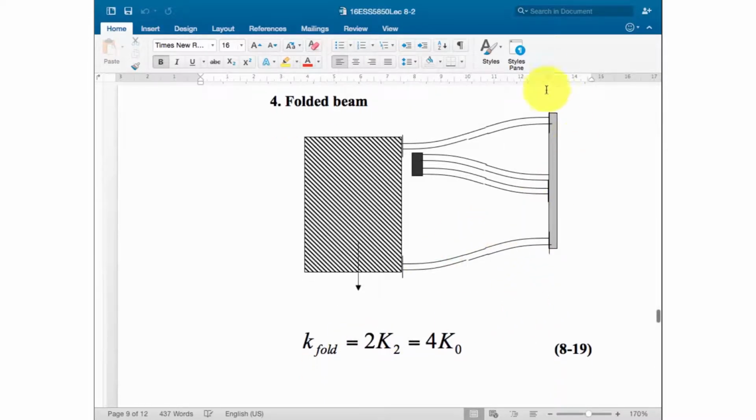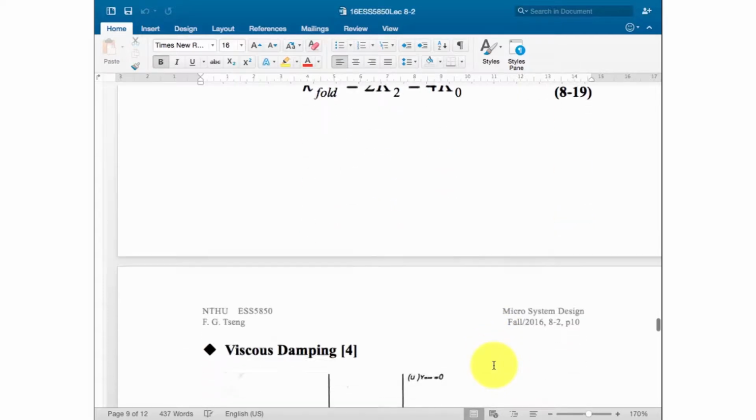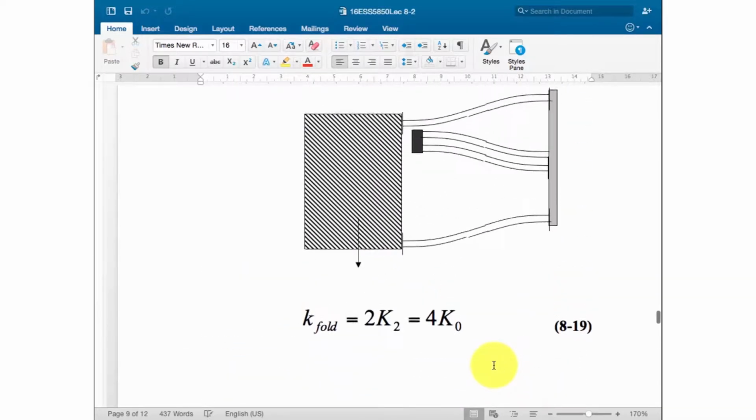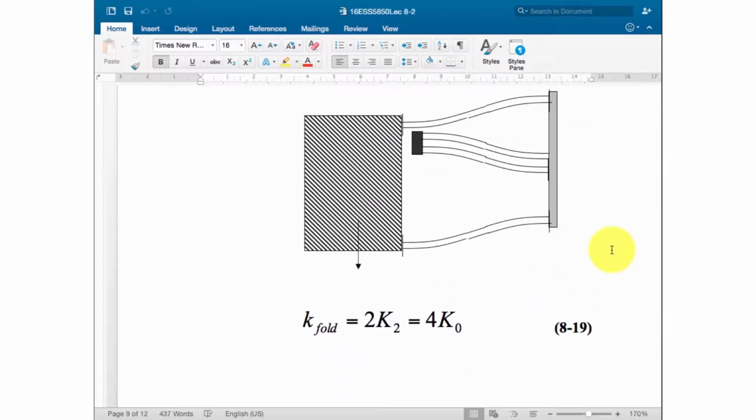So the 4 beams on one side give 4K0. For the whole set, you have two sides. You combine them together, and the final result will be 8K0. That's the final result. It's not shown here, but if you consider both sides, it will become 8K0.